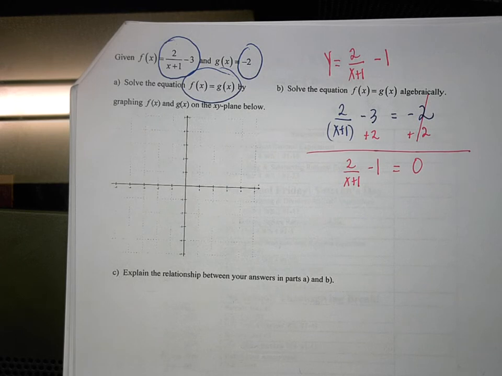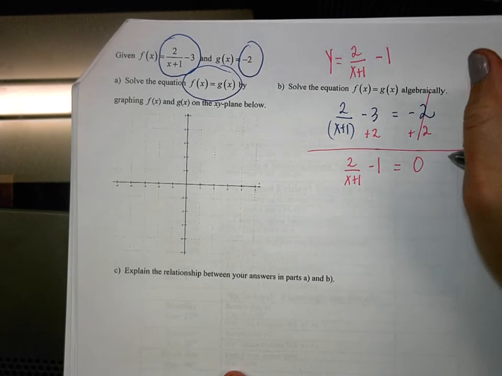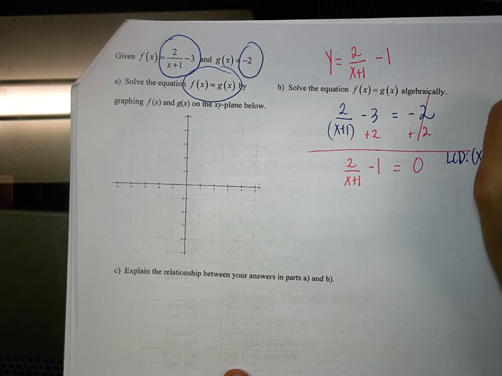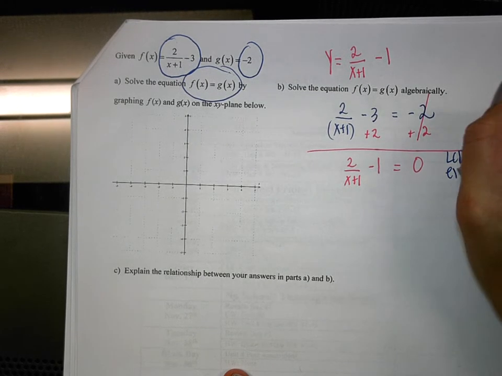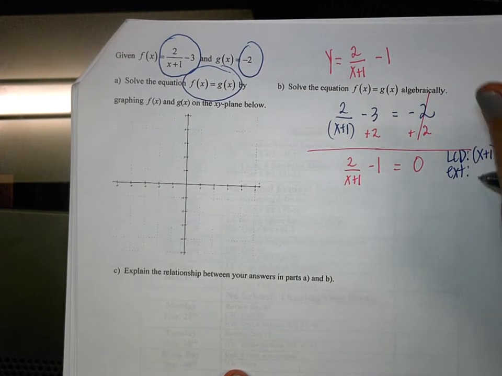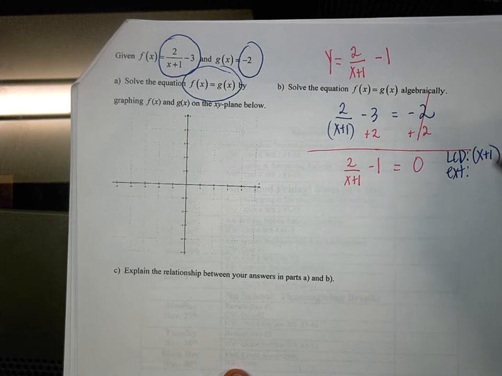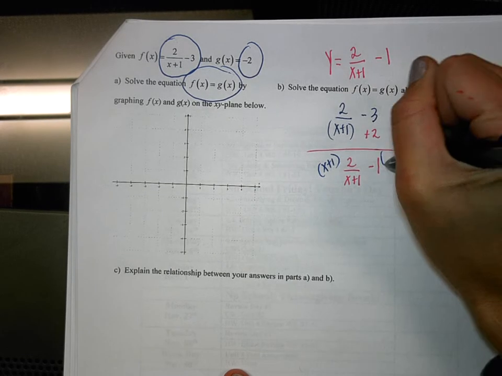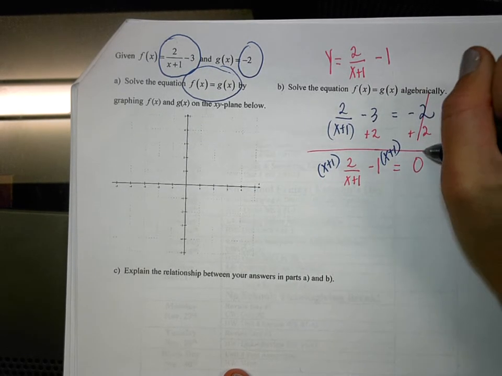What will I do to solve this? What would be my LCD? X plus 1. Okay? And if the bell rings, I'm going to go ahead and keep finishing this to post it online, and you can go finish it later. So just so you know. Extraneous solutions are x equals what? Okay, so I multiply every term by x plus 1. We still have a couple minutes, though. You guys are okay.